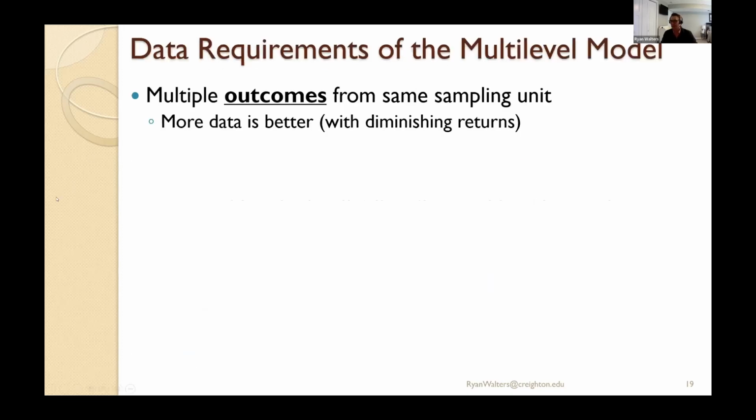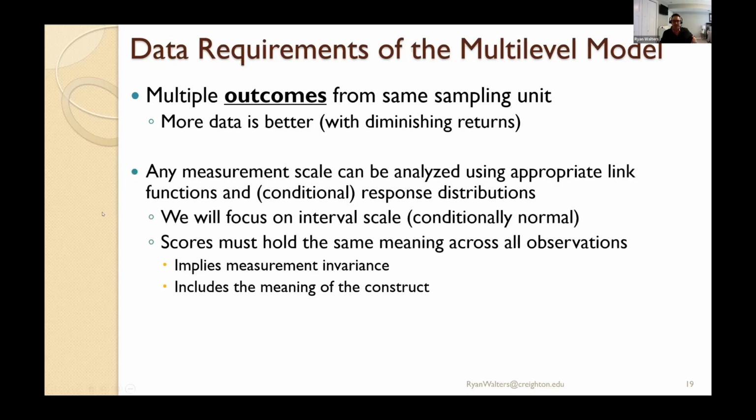Okay. So the data requirements for the multi-level model, you have to have multiple outcomes from the same sampling unit. In general, more data is better. More individuals at level 1 are going to give you a better estimate of within group differences. More observations at level 2 are going to give you better estimates of between group differences. So keep that in mind. Just know that there's no point in sampling to something that approaches infinity, because each additional observation is going to provide less and less information.